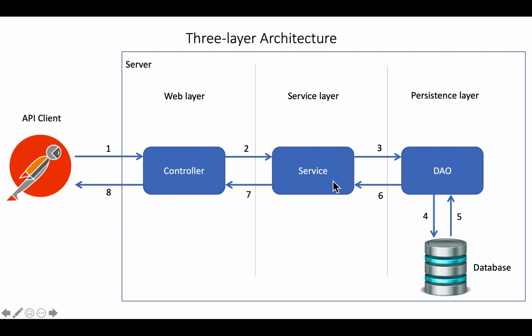And the service object may further process the data before it returns to the controller. Now, once controller receives the result, controller will package the result in a uniform response object, then use, for example, JSON to serialize it to a JSON format and send HTTP response back to the API client. So that's the entire journey of request and response.